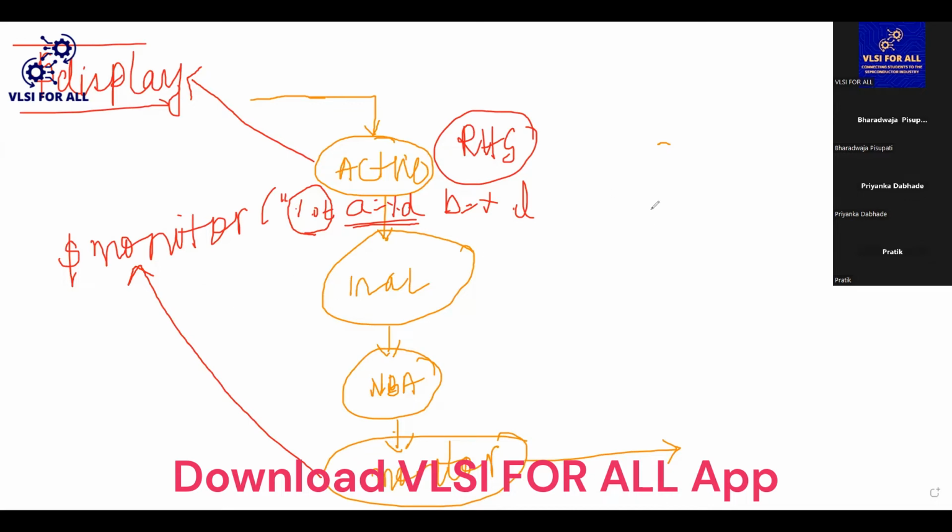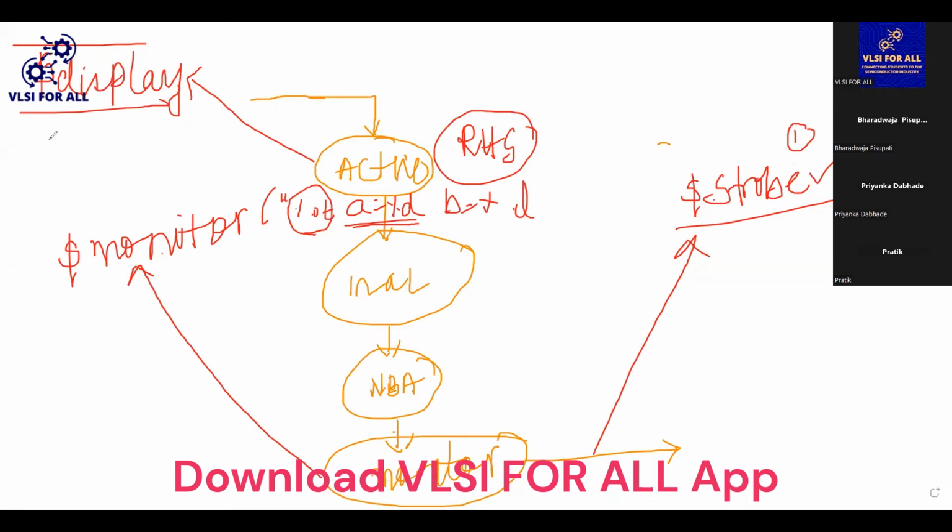And similar to the $monitor, I will be having the $strobe. What does it mean by the $strobe? Whatever the values which are at the end of the simulation, it is going to print in the $strobe. It is almost similar to the $monitor. But the major difference between the $monitor and the $strobe is that the $monitor is monitoring continuously, but $strobe will only print for one cycle and it will close. It will not work again. So that is the major difference between the $monitor and the $strobe.